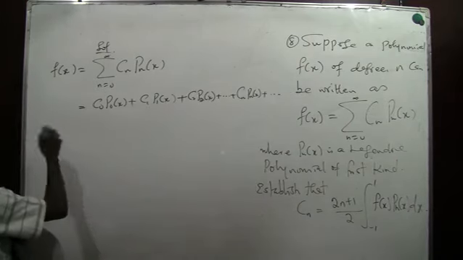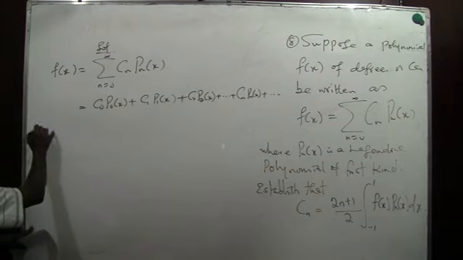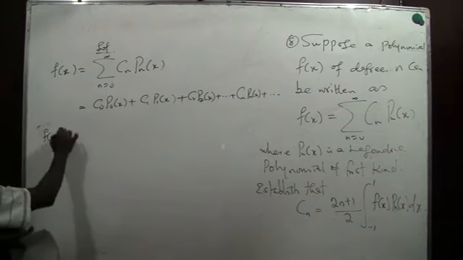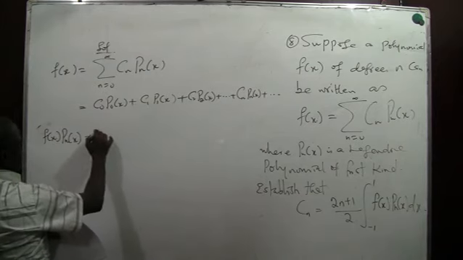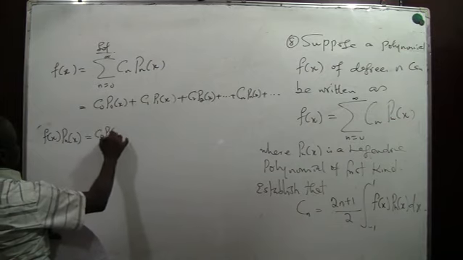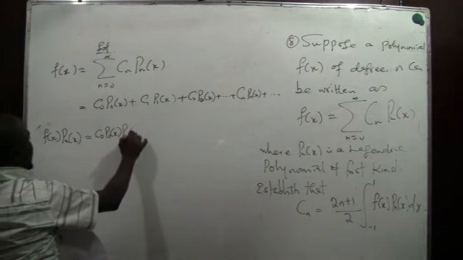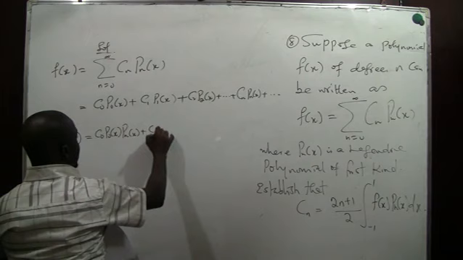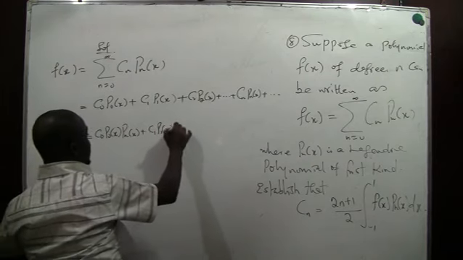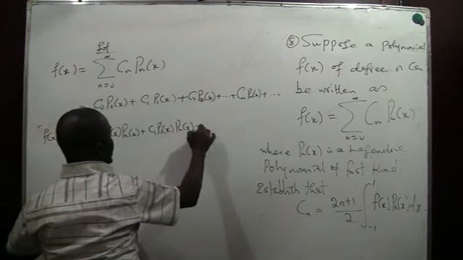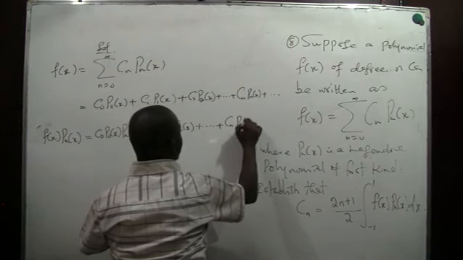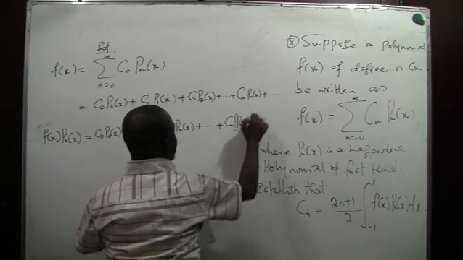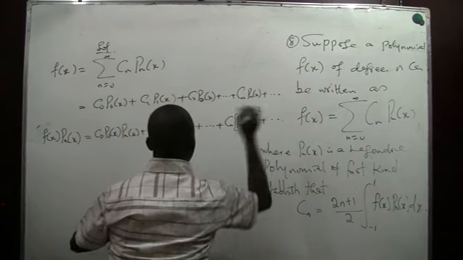Multiply both sides by Pn of x. f of x Pn of x is C0 P0 of x Pn of x, C1 P1 of x Pn of x, plus it continues until I get to Cn Pn of x all squared, then it continues.